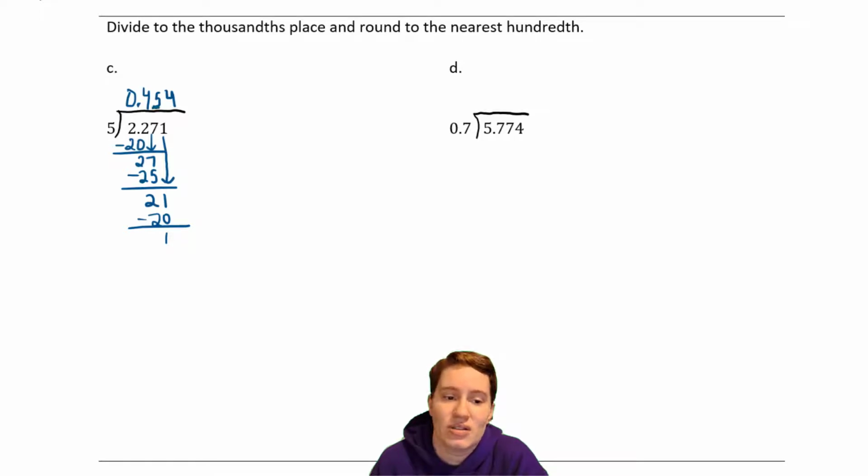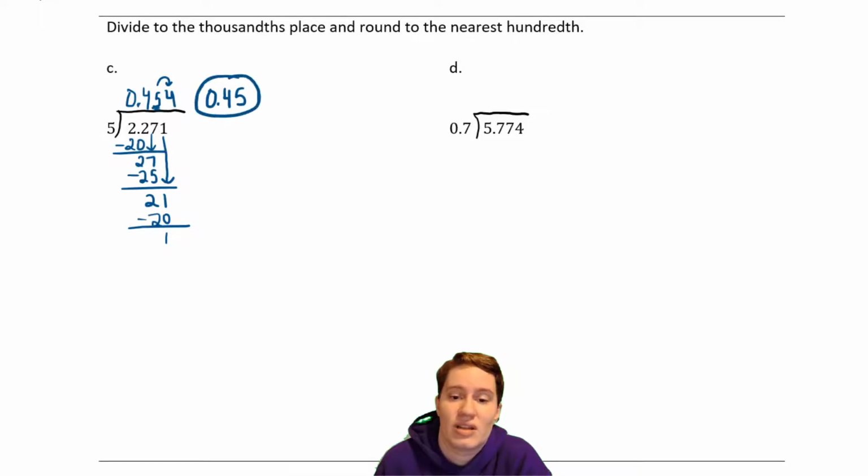We're going to round to the nearest hundredth, so we're deciding, should this be a 5 or should it round up to 6? We decide that by looking at this 4 next to it, because 4 is closer to 0 than it is to 9. We're going to say, okay, 4 makes this round down, so it's 0.45 for our answer.